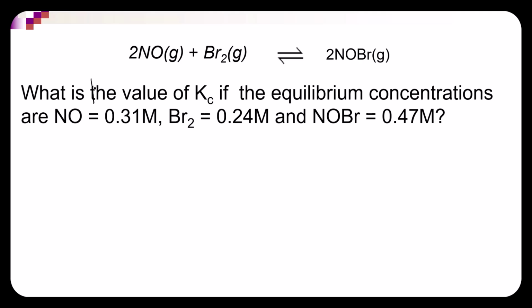So to calculate the equilibrium constant K, we're going to take the concentration of products over the concentration of reactants. So our product is NOBr, and we're going to square that because there's a coefficient of 2. Divided by the concentration of our reactants, which is NO, that is also squared because of this coefficient, and times the concentration of the other reactant.